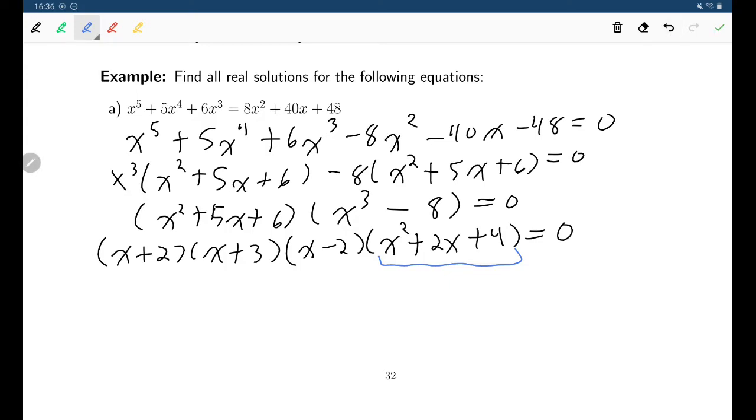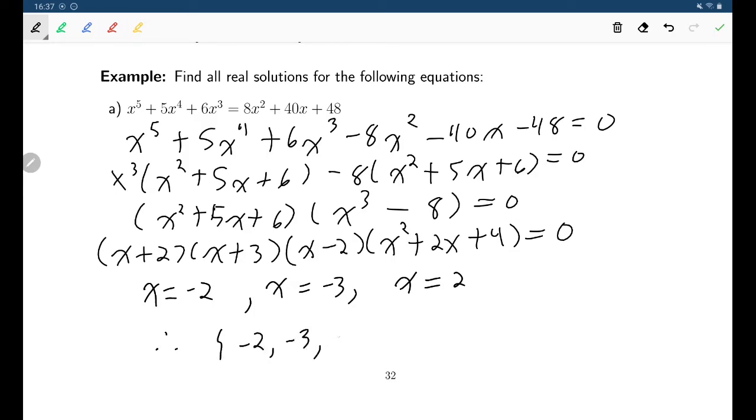And in fact, if you wanted to check the discriminant for this quadratic, b squared minus 4ac, you'd find that the discriminant is negative 12. Not only does that not factor, we're not going to get any solutions from that quadratic. So that means that for our solutions, the only ones we'll have are negative 2, negative 3, and positive 2. And that quadratic does not give us any real solutions. So my solution set is negative 2, negative 3, and positive 2.